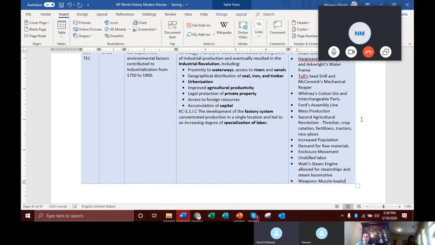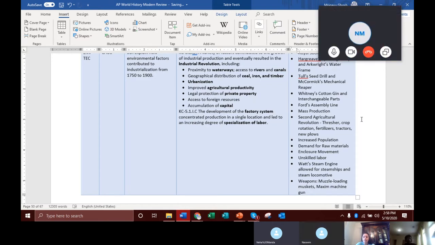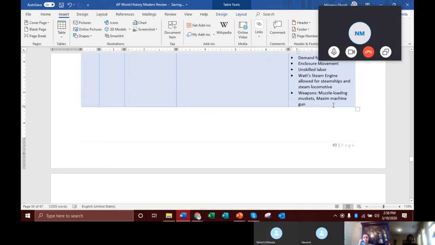Okay, now I can. Muzzle loading muskets. The Maxim machine gun. Should we put that? Yeah, we should. The Maxim gun was pretty important. Okay, all right. I think those two are good. Anything else we want to mention here, or is that it? It's good. All right. Cool.